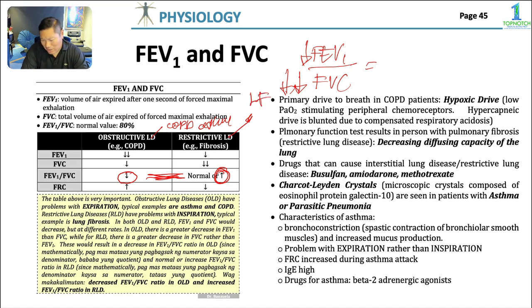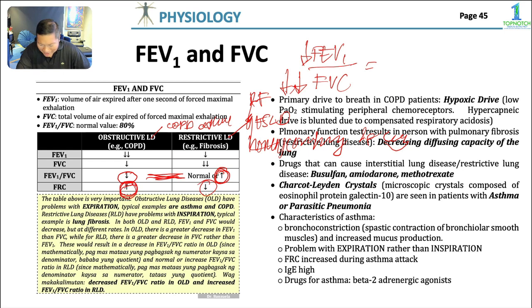Ang daming ways nila pwede sabihin to. Think of end-stage lung disease. Think of honeycombing of lungs. Honeycombing of lungs. Pare-parehas lang yan. May lung fibrosis. Okay? So, ano yan? Increase ng FEV1, FVC. Okay? FRC, take note, in obstructive lung disease will actually increase. While for restrictive, it's going to decrease.